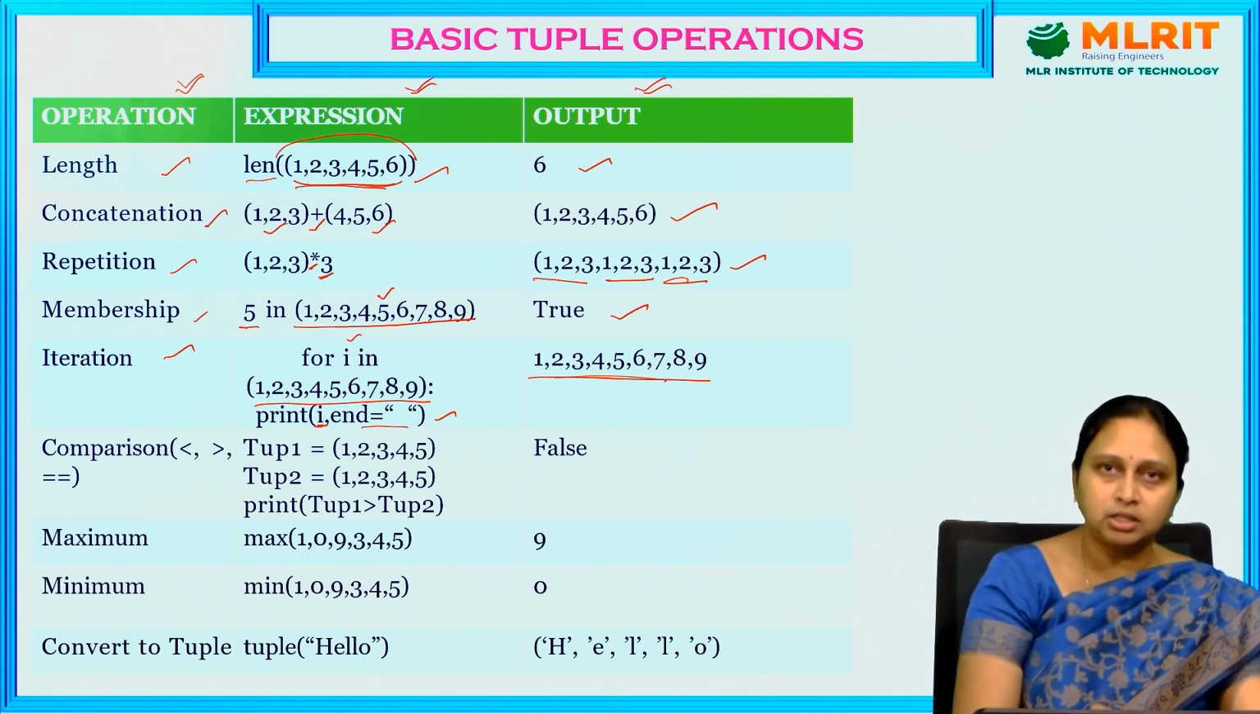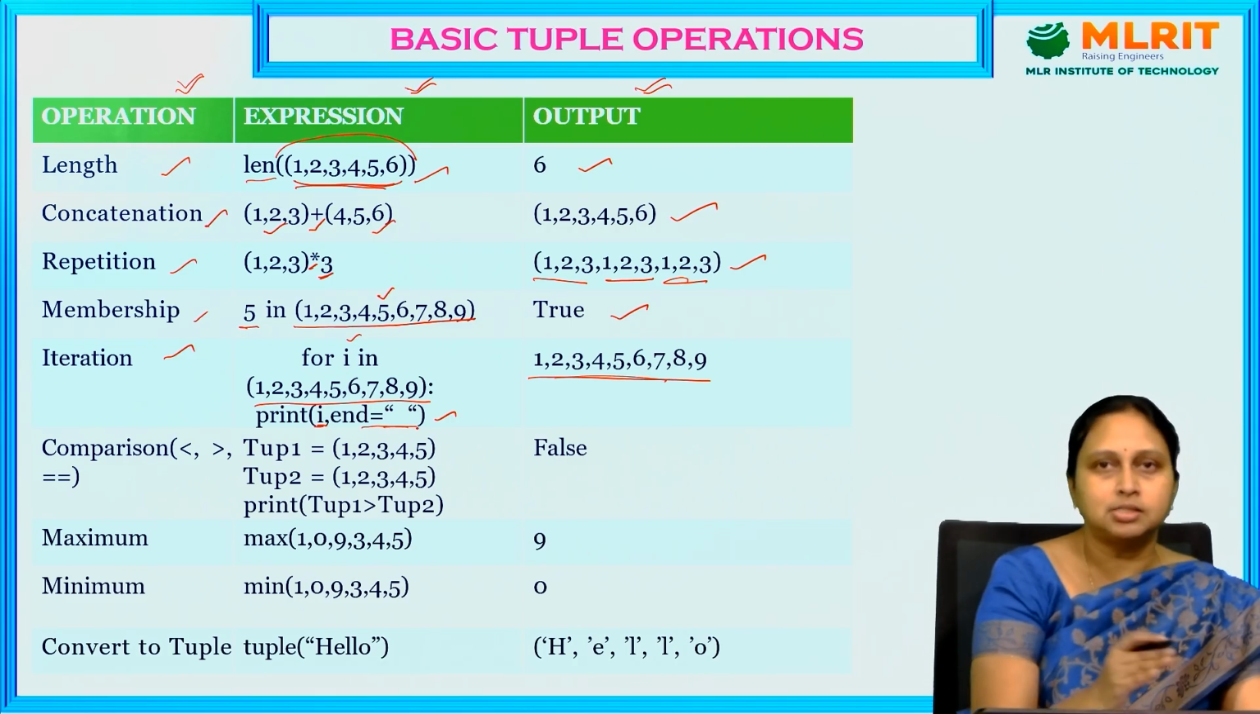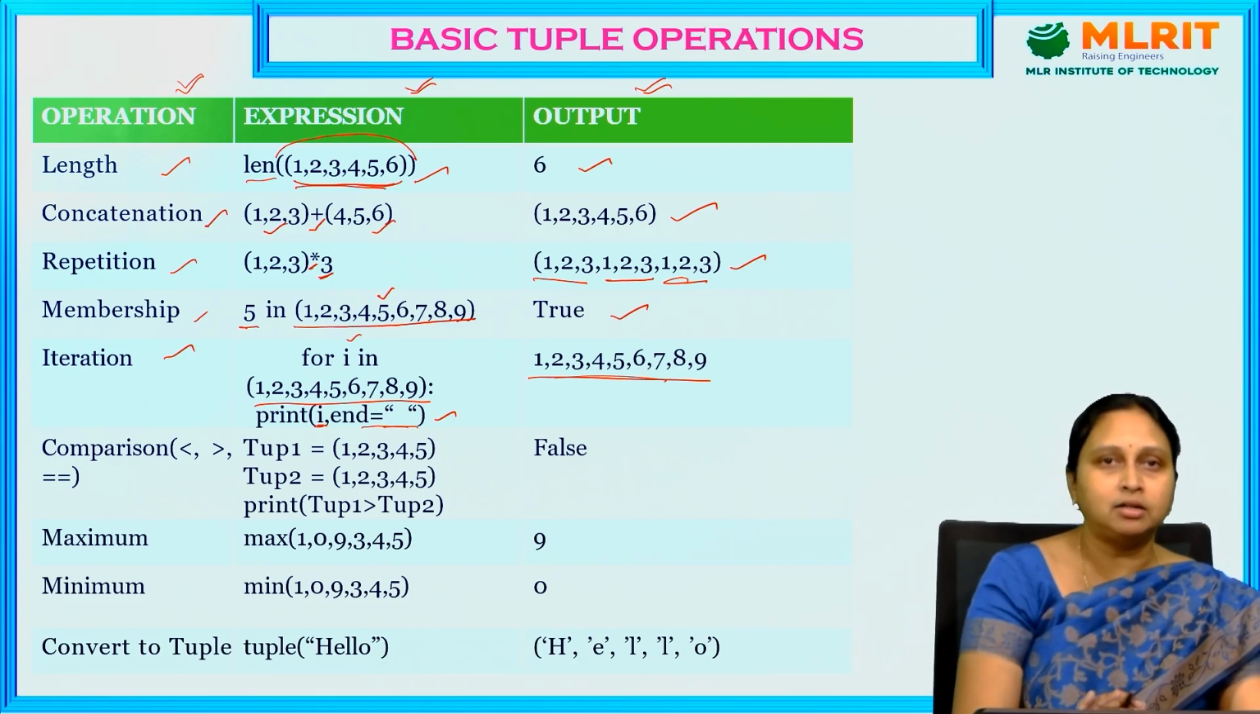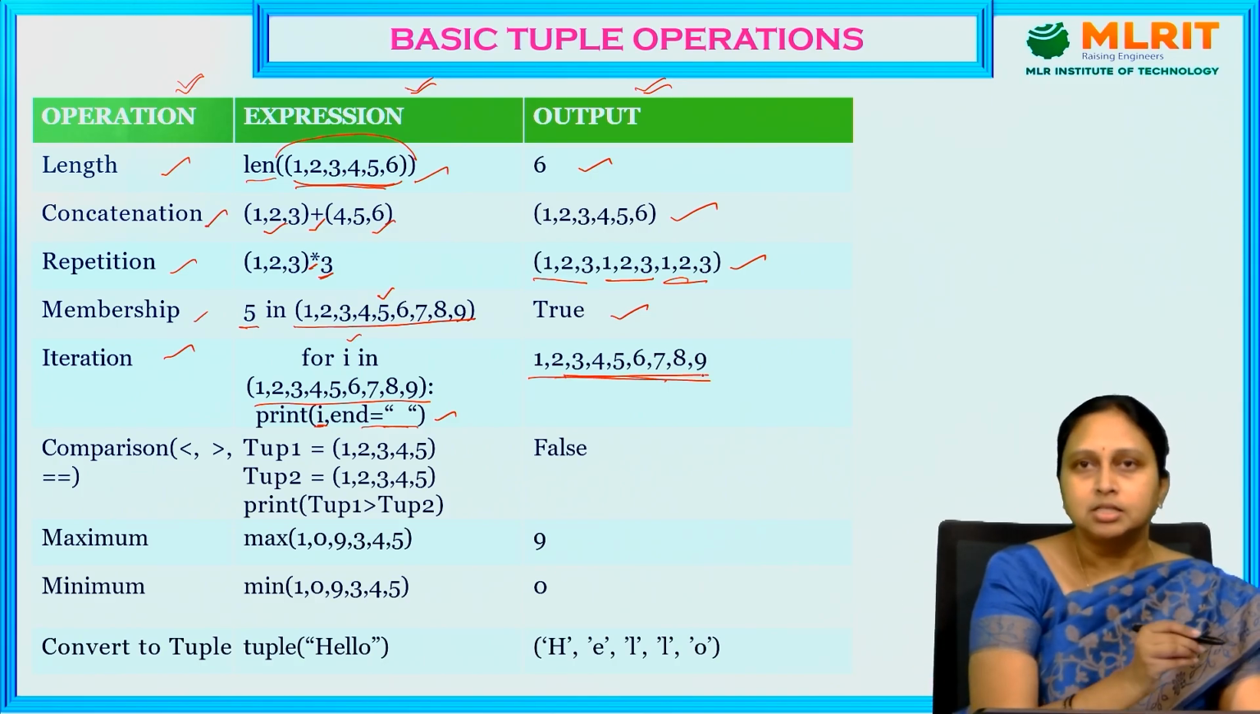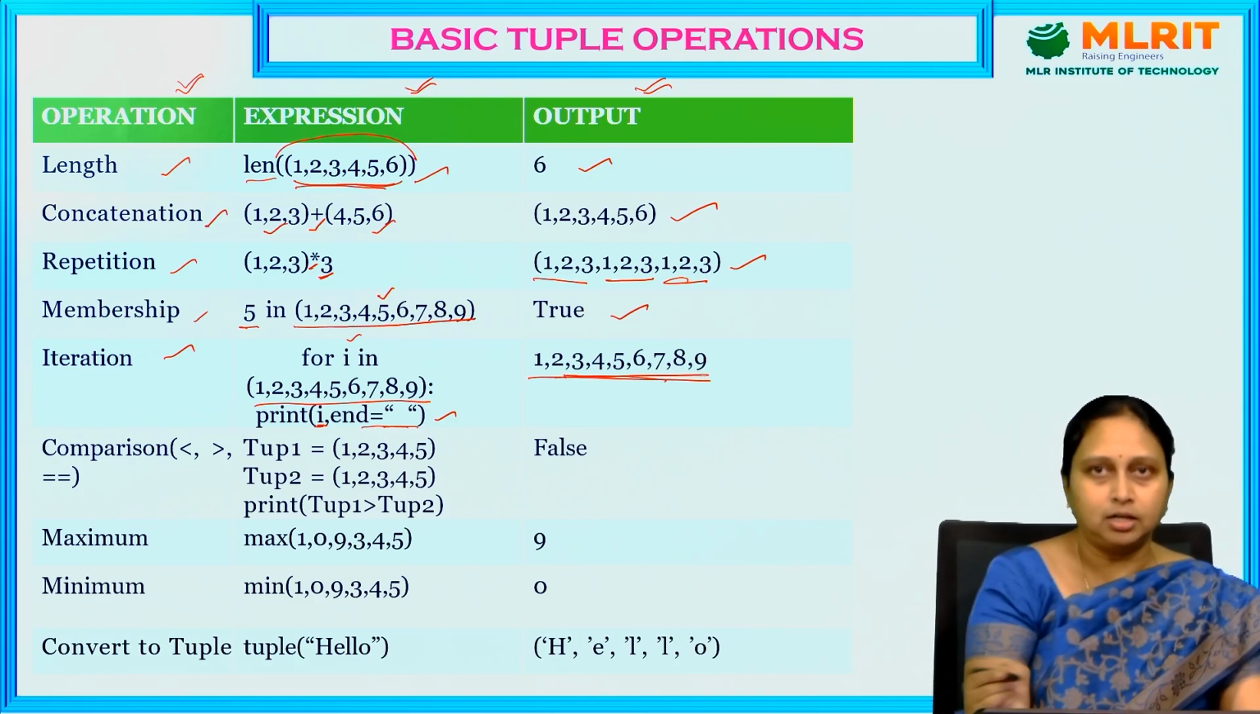Based on that, it will print all the elements side by side. If we are not giving the end, it will print on a new line. We want to get the elements side by side, so we have given end in the print statement, so that it can print all the elements in a single line.